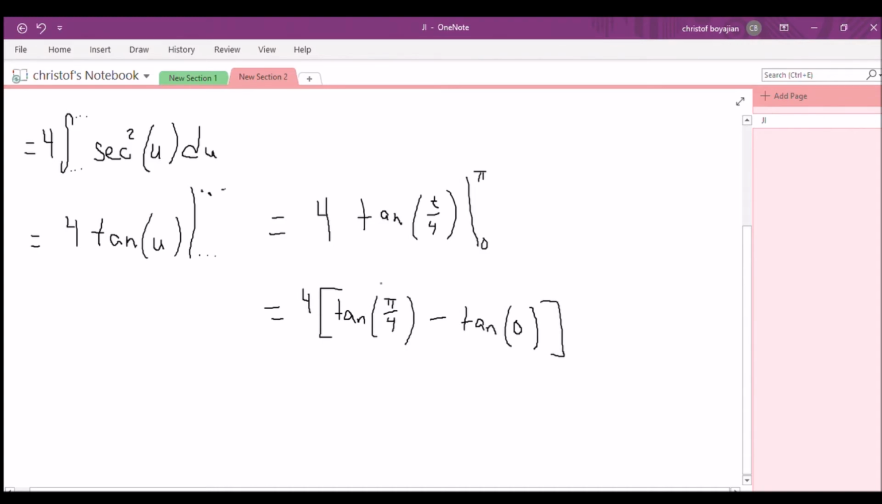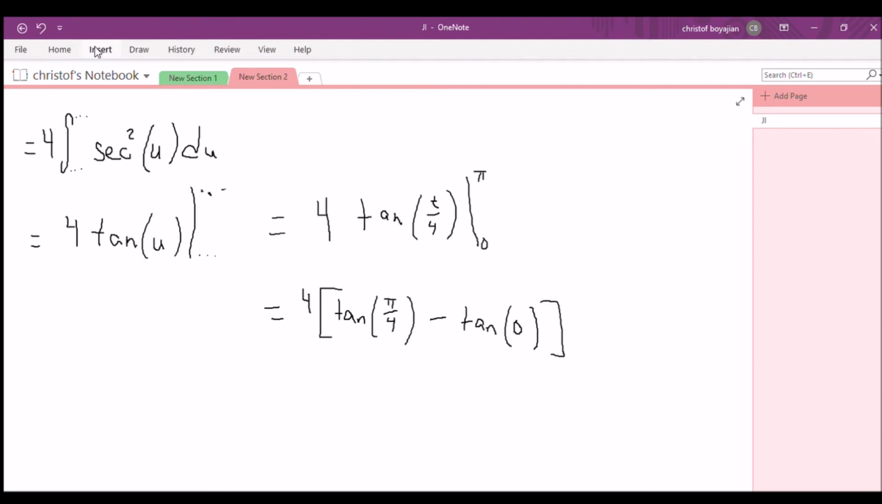What is tangent of pi over 4? Well, tangent of pi over 4 is the same thing as sine of pi over 4 divided by cosine of pi over 4. Now, sine of pi over 4 is radical 2 over 2. Cosine of pi over 4 is also radical 2 over 2. So this should actually just be 1. We're dividing by the same number. So tangent of pi over 4 is just going to be 1.